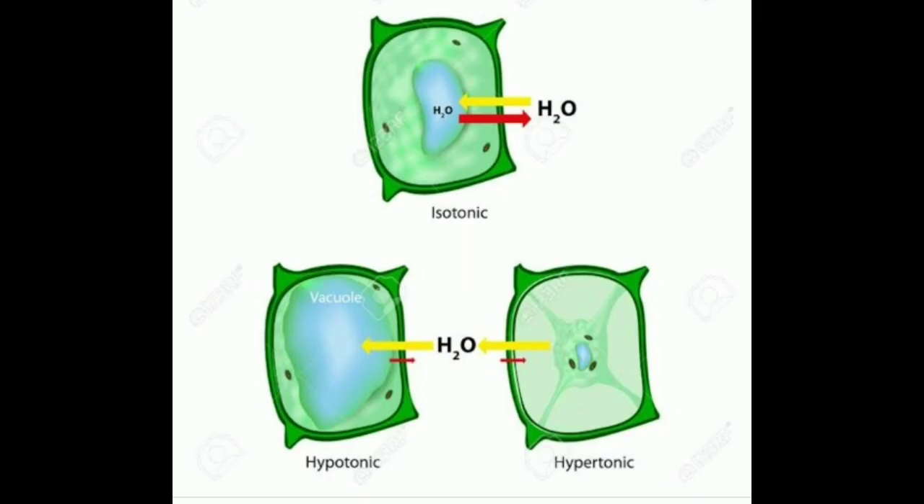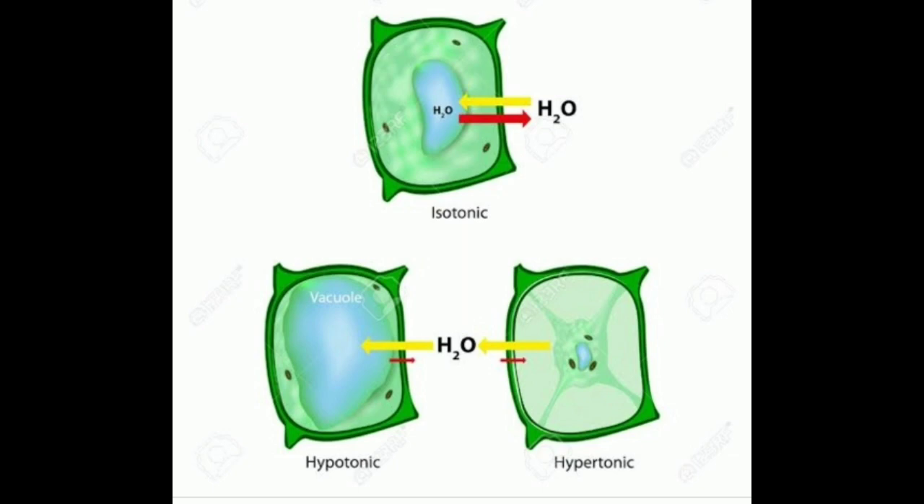This is a plant cell. Just observe the vacuoles inside the cell. In the first one, the water goes in and comes out, so that one is isotonic. See the size of the vacuole and the cell. The cell wall is not swollen, it remains as it was.